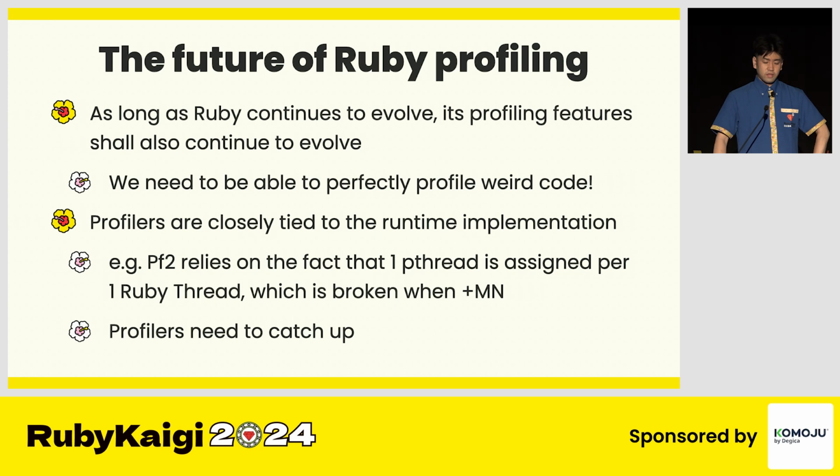As long as Ruby continues to evolve, its profiling features shall also continue to evolve, because we need to profile weird code. Profilers are closely tied to runtime implementation. The weird code we saw in the morning used vectors, so profilers need to be capable of profiling vectors. And the language implementation keeps changing, so profilers need to catch up.